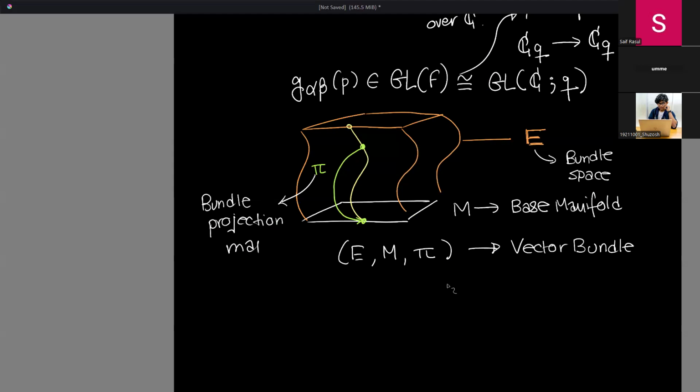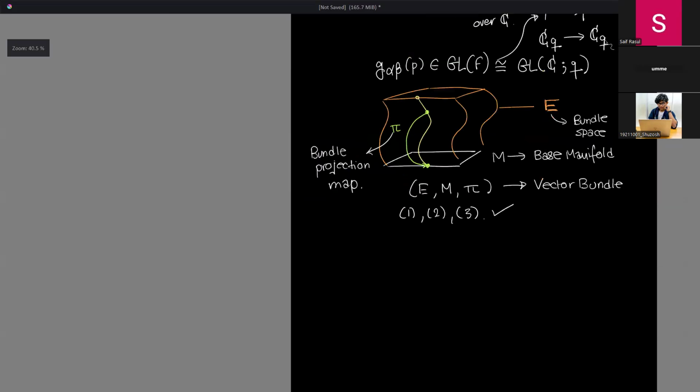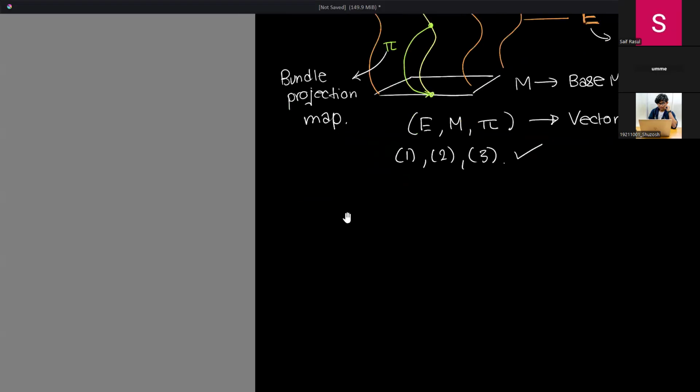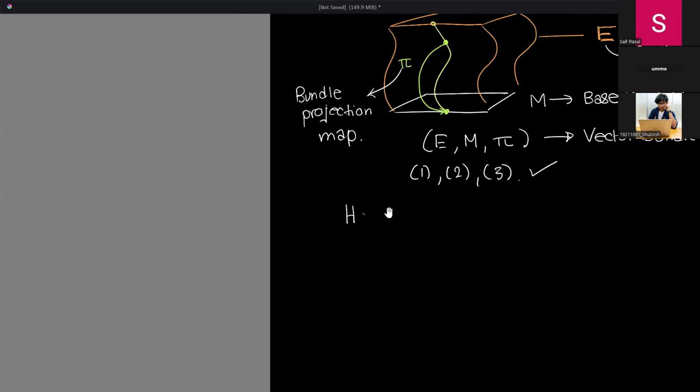And that's all you need to be a vector bundle. And then you have to satisfy conditions 1, 2, and 3. Very important. So now that we've talked about bundles, vector bundles, we can now refine our definition. There's a stronger form of vector bundles, which are called holomorphic vector bundles.